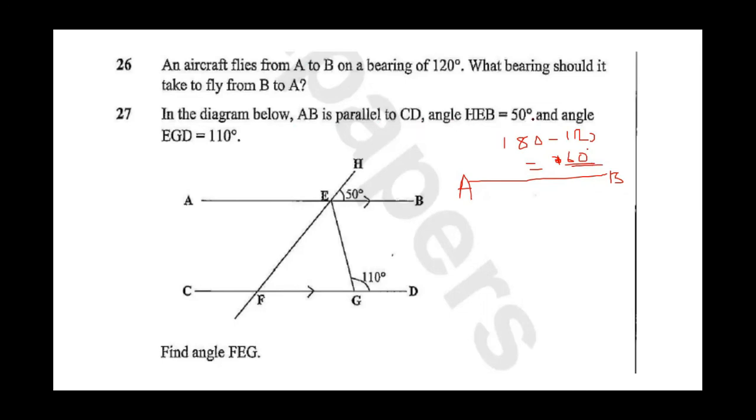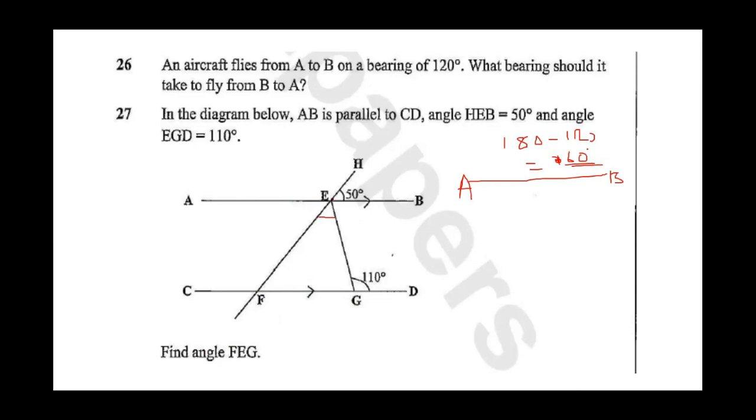So in the diagram below, AB is parallel to CD. Angle HEB is 50 degrees and this one is 110. So we have 50 degrees and 110. So find the angle FEG. So we want to find this angle here. So first things first, we check: this is a Z here. Angles on a parallel line. So this is a Z here.